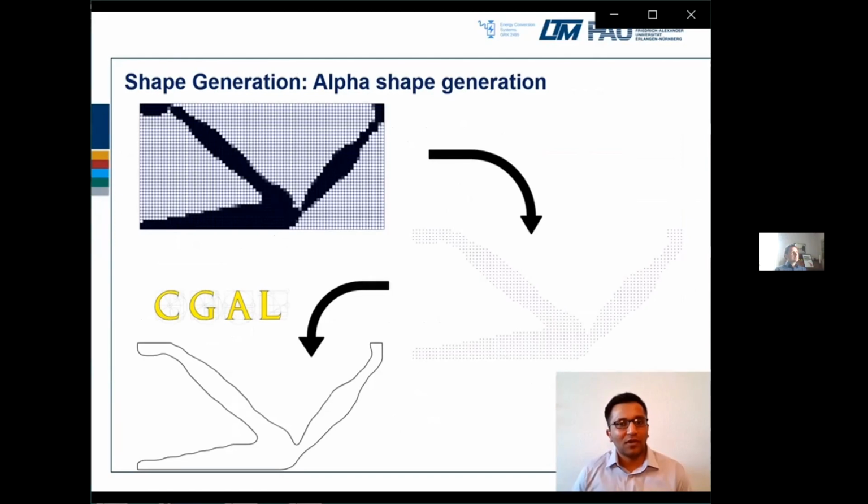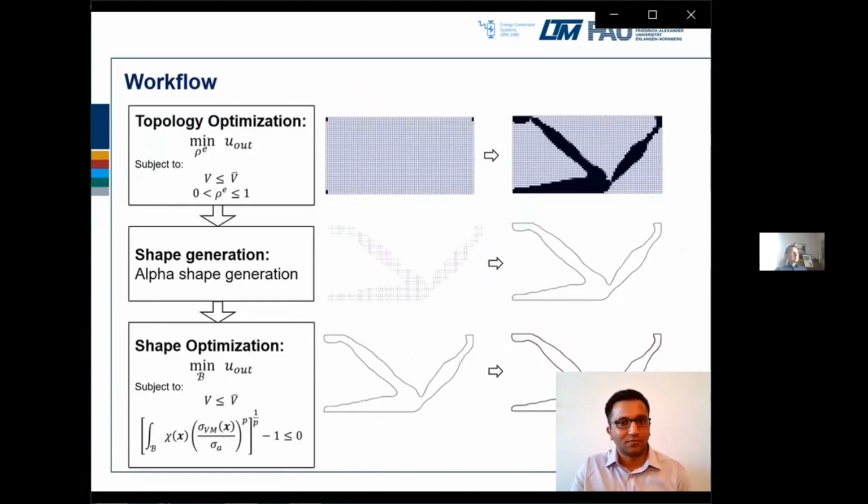The missing component for transition from topology optimization to shape optimization is generation of the geometry after the topology optimization phase. To this end, we use an alpha shape generation algorithm. In summary, the workflow involves topology optimization to obtain the mechanism. Then a geometry is generated using alpha shape generation algorithm. Finally, a stress constraint is introduced in shape optimization to optimize the structure.